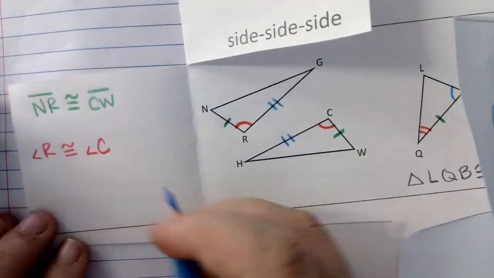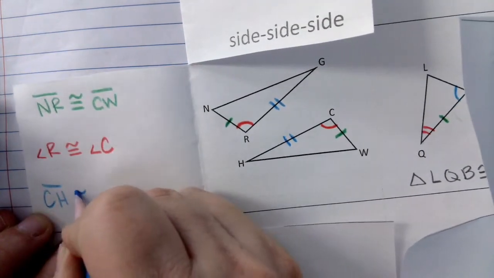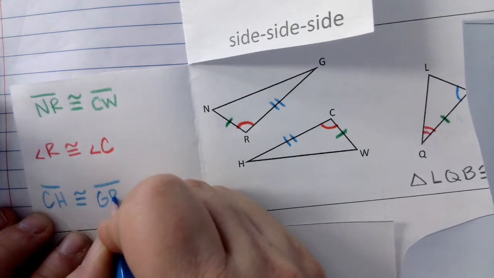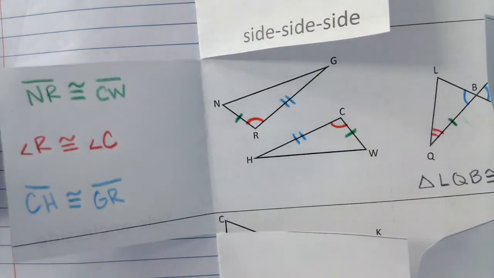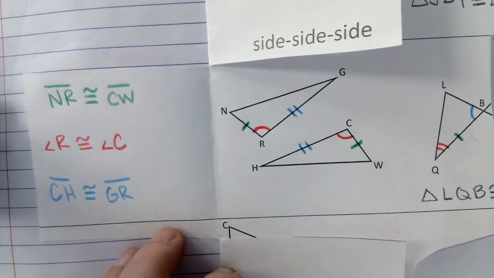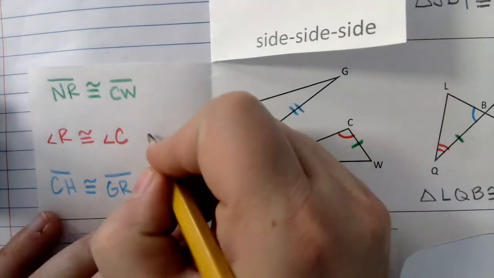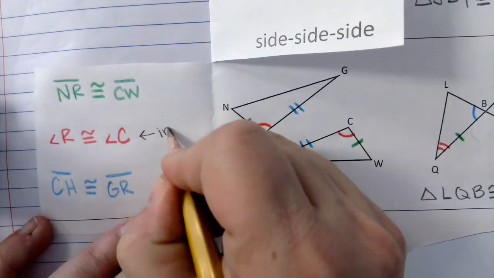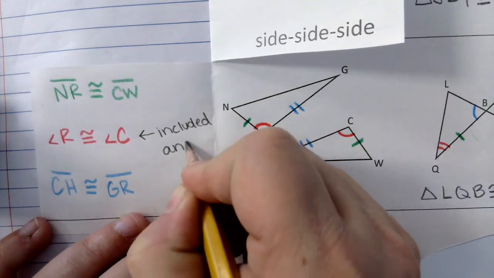So what's really important in this one is that that angle is where the two sides come together. Okay, that angle where the two sides come together is called the included angle. So if you're including someone into your group, you're letting them be with you, that included angle is where those two sides meet. They come together. And you just might see that on your MCA or on your STAR test. It'll be like, what's the included angle? And you'll say angle R and angle C.